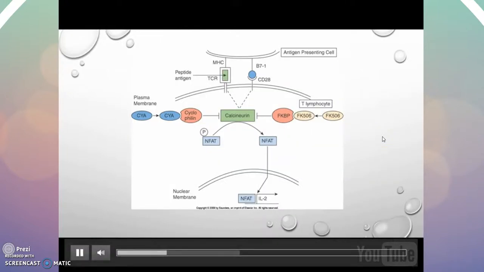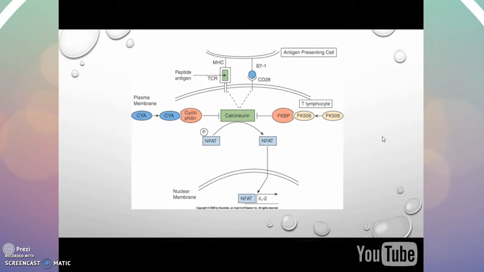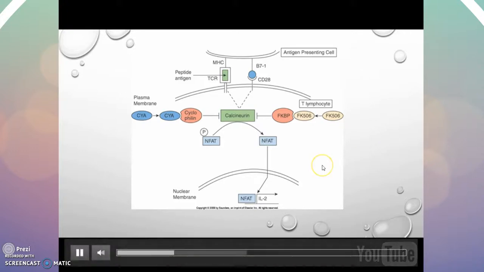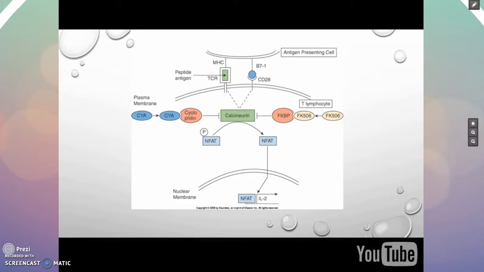Now, normally what happens is we have an antigen-presenting cell, such as a macrophage or dendritic cell, which presents an antigen through an MHC marker and binds onto a T cell receptor and also a CD28 receptor, leading to activation of calcineurin, which is a serine-threonine phosphatase that dephosphorylates NFAT, allowing it to translocate into the nucleus and lead to transcription of genes that lead to production of IL-2. IL-2 is a very important cytokine that leads to clonal expansion of T cells.